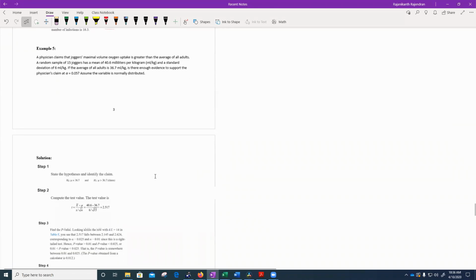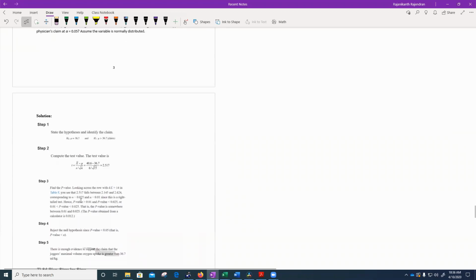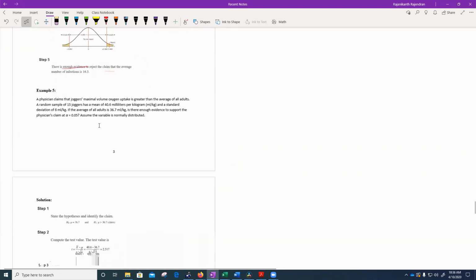So now for the next one, let's use the calculator, okay? Because you could try this problem with the p-value method. A physician claims that the joggers' maximum volume oxygen uptake is greater than the average. Okay, so now his claim was greater than, right? Therefore, it's going to be a right tail test.